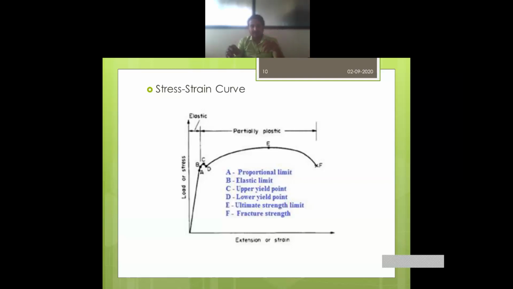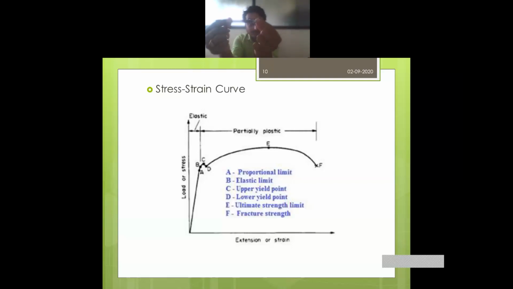If I further increase the load beyond B, this material will reach a point called the yield point. Yield point means that for a certain load, the material starts deforming. Suppose I have this pen and cap. I will apply some pulling force. It is not coming off. I apply some more force. It is not coming off.